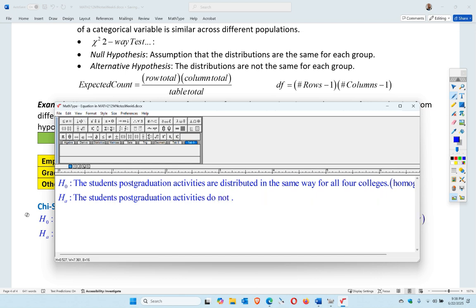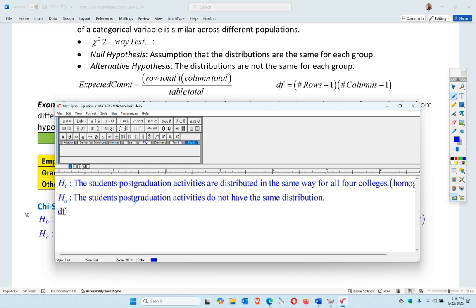Do not have the same distribution. All right, I don't know if saying postgraduate activities is the best wording. I mean, it's obviously postgraduate. After you graduate, what are you doing? Probably could word that better, but that'll work.